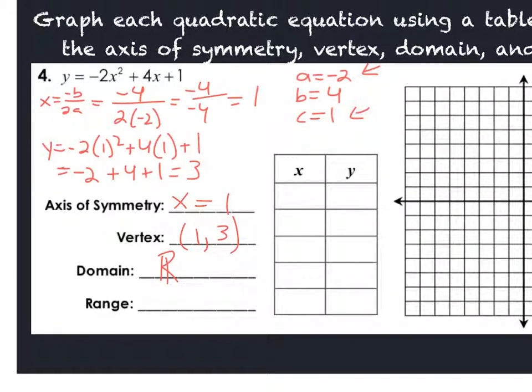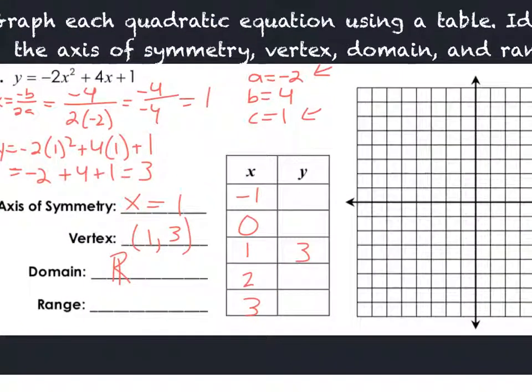Now it said put the vertex value in the middle of your table. And then what you're going to do is you're just going to get some more values. So what I usually do is I just count up and down. So from 1, I go to 0 and negative 1. And then above 1, I go to 2 and 3. Okay, so that's what I usually do, just count up or down.